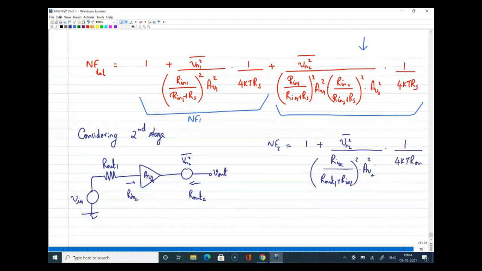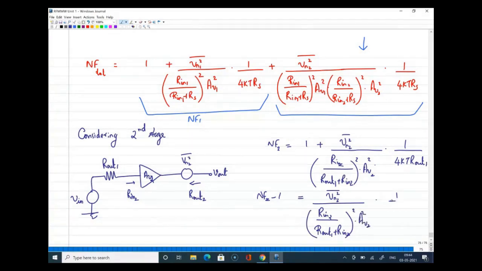In this case, it is the previous stage output resistance, Rout1. Right. Now, if I write what is NF2 minus 1, I'll get an expression here, which is equal to VN2 square divided by the same thing, Rin2 divided by Rout1 plus Rin2 the whole square into AV2 square into 1 by 4 KT Rout1. This is NF2 minus 1. Right. So now we know what is NF2, the second stage noise figure.